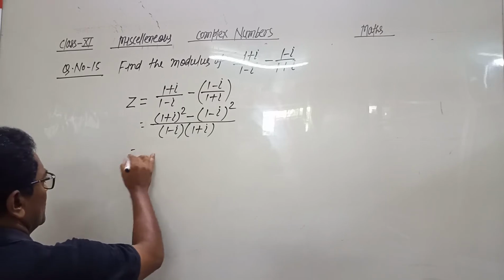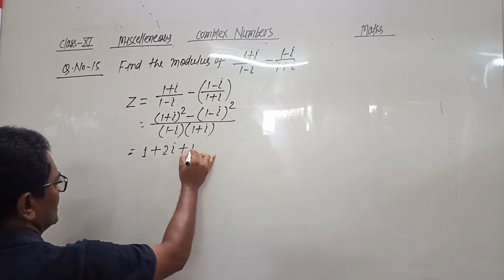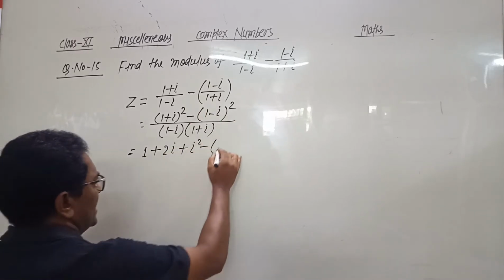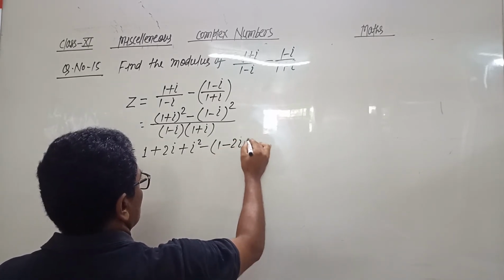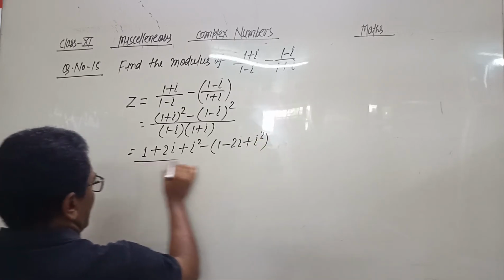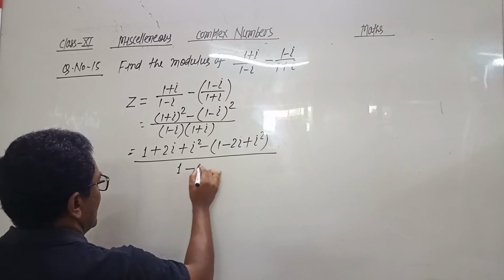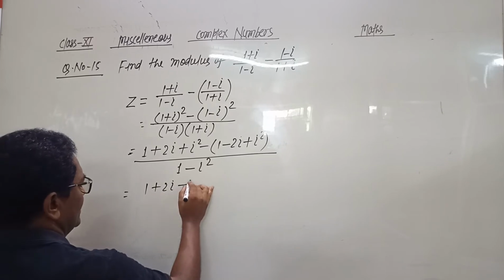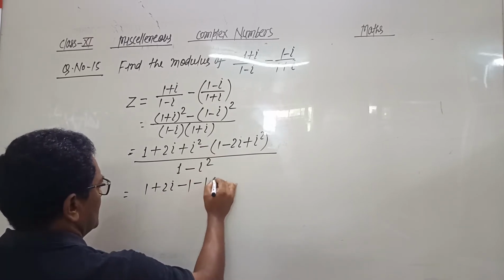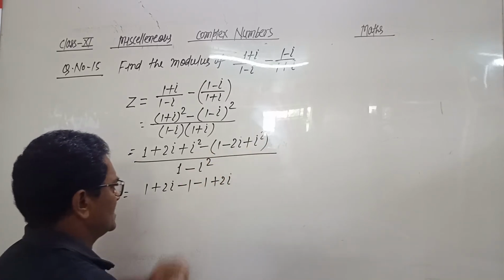Now expand using the formula a plus b the whole square, a square plus 2ab plus b square, minus the expansion of a minus b the whole square, a square minus 2ab plus b square. In the denominator, we use the identity a minus b into a plus b, so a square minus b square. So 1 plus 2 iota and iota square minus 1, minus 1 minus minus plus 2 iota and iota square minus 1, and minus minus plus 1.